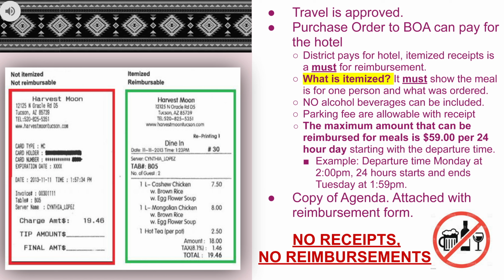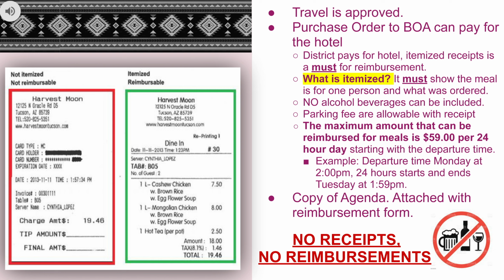After the travel is approved for actuals, a purchase order to the Bank of America credit card can pay for the hotel and transportation expenses. District pays for hotel. Itemized receipt is a must for reimbursement on per diem. What is itemized? It must show the meal is for one person and what was ordered. No alcohol beverages can be included. Parking fee are allowable with receipts.